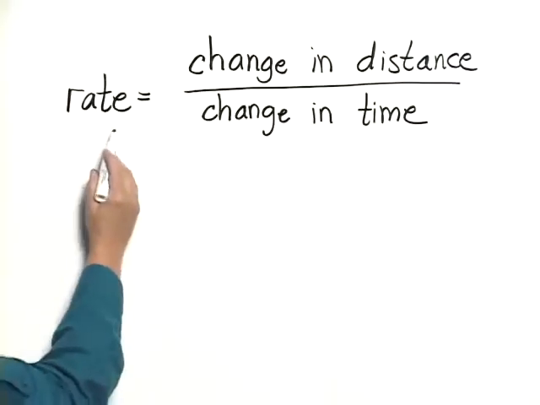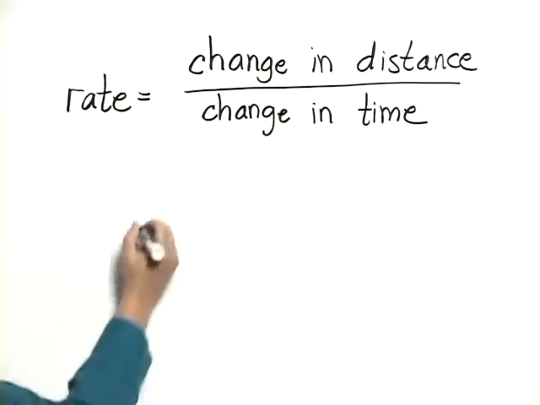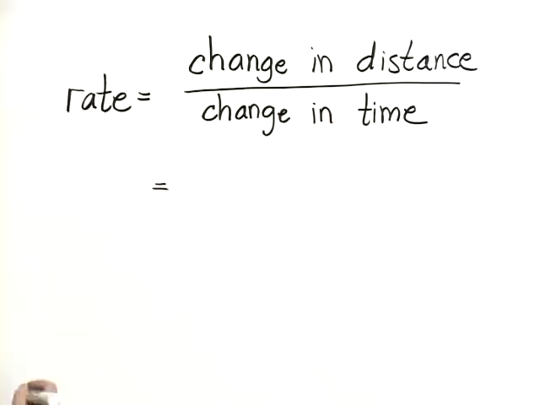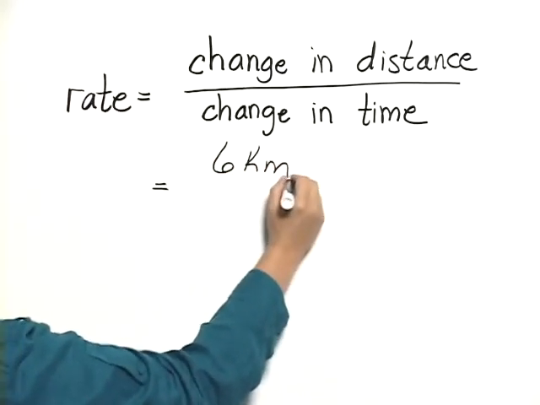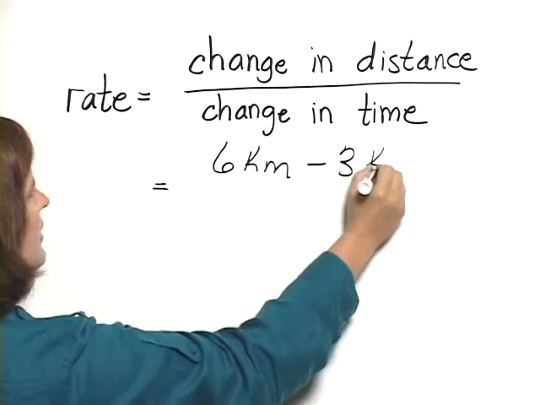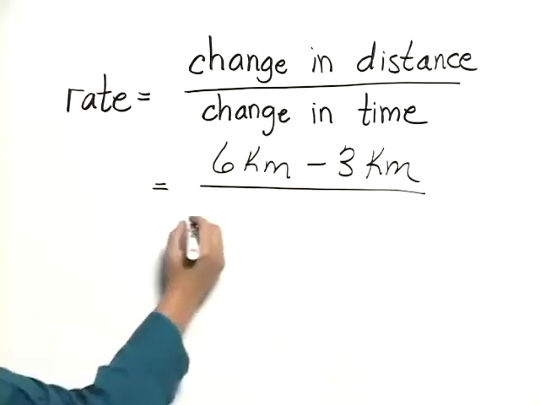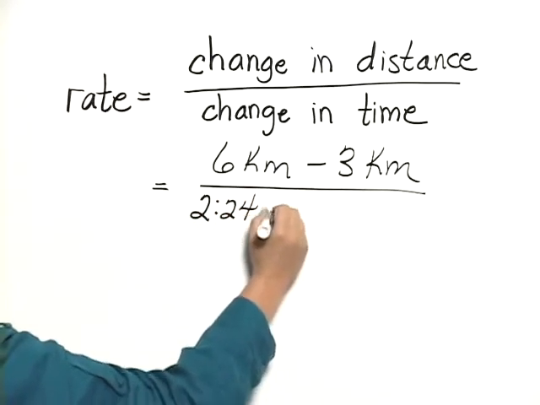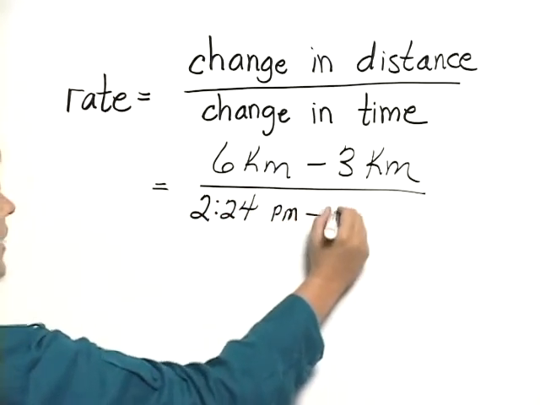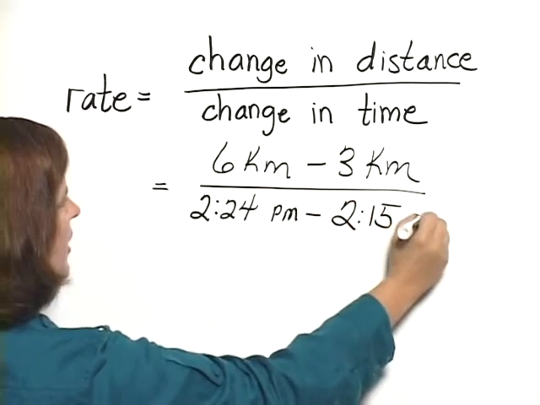To find the rate, we'll look at the change in distance divided by the change in time. To find the change in distance, we subtract 6 kilometers minus 3 kilometers. And to find the change in time, we subtract the final time, 2:24 p.m., minus the first time given, 2:15 p.m.